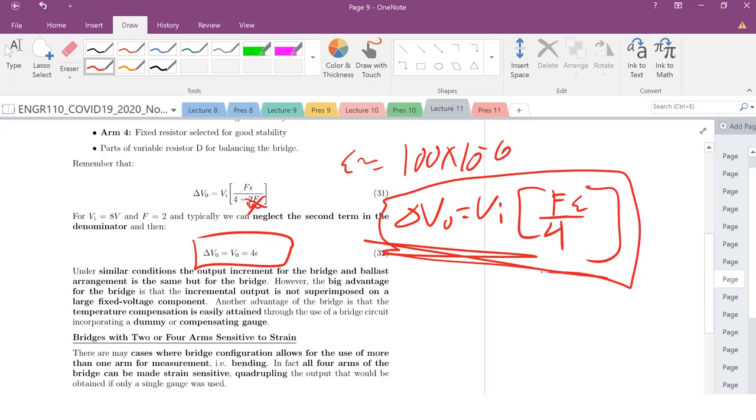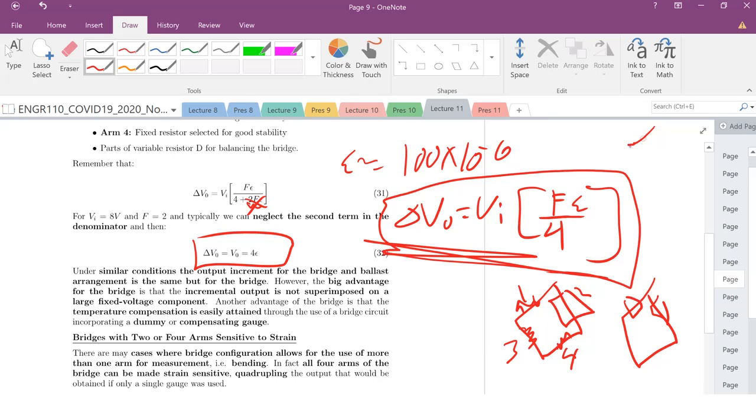So this only holds for this specific case, where basically one arm is our strain gauge: 1, 2, 3, 4. This is also called a quarter bridge configuration, so only a quarter of our bridge has strain gauges on it. We could have a configuration called a half bridge, where you have 2 strain gauges, or a full bridge configuration, where every arm is a strain gauge.